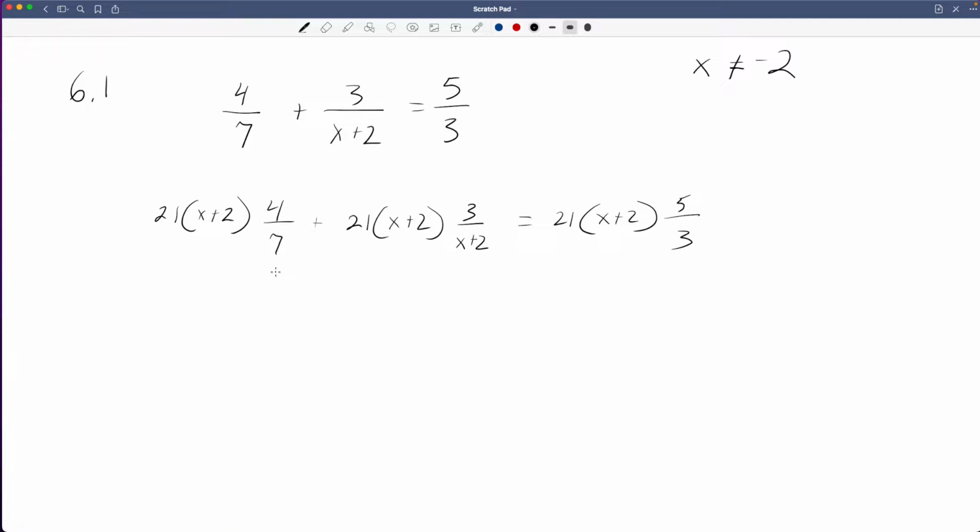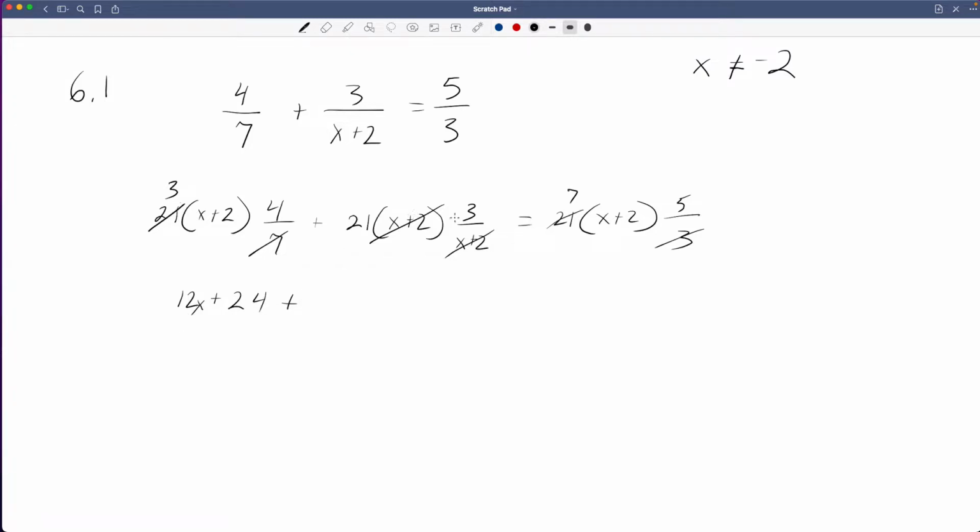And now we eliminate. We know that 3 times 7 is 21, so that's going to leave us with a 3 here. And here the x plus 2 is eliminated, and we have 3 times 7. We eliminate the 3, which leaves us with a 7. So now we can just do straight multiplication all the way across with no denominators. So 3 times 4 is 12, and 12x plus 24 is what this would give us.